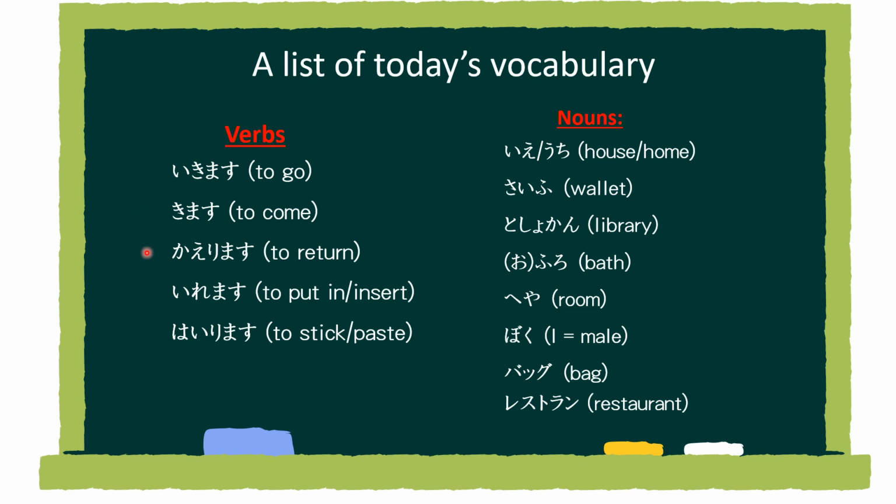Nouns, we'll be using these nouns. 財布 is something new, wallet, and お風呂 is a Japanese bath. 部屋 is a room. 僕 is a pronoun for I and generally used by males and carries a softer and less formal tone than 私. And then these are two katakana words, バッグ and レストラン.